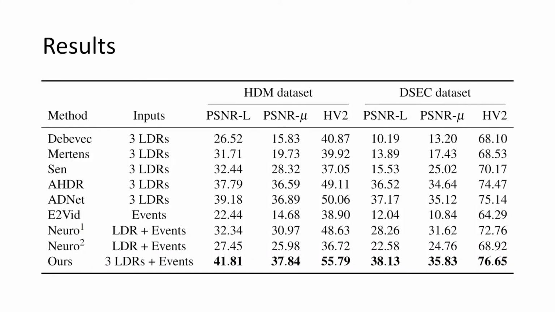Here we present some of our results. We compare our model to a number of different methods which use either only 3 low dynamic range images as input, only events in the case of the method e2vid, and a single low dynamic range image with events in the case of the method neuromorphic HDR. Our method, which uses 3 low dynamic range images and events, outperforms all the compared methods in terms of PSNR in the linear and tone mapped domains, and also in terms of the HDR VDP2 image quality metric.